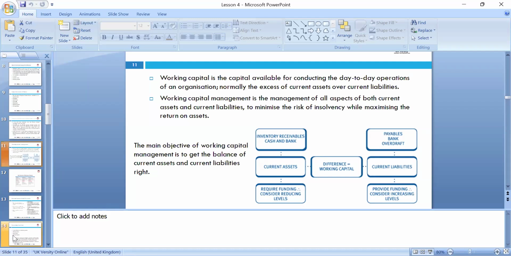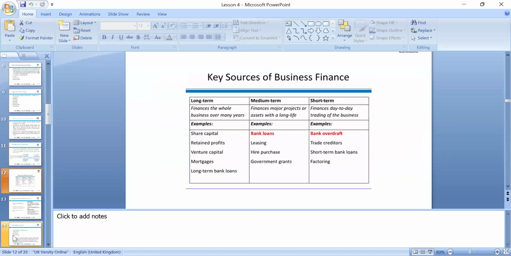We look at trade creditors. We need funding when considering reducing the levels, and we need funding when considering increasing the level. So we have to keep in view the cost and benefit, the benefit and drawback, and the risk. Risk is the probability and chance of something happening. So, any questions?